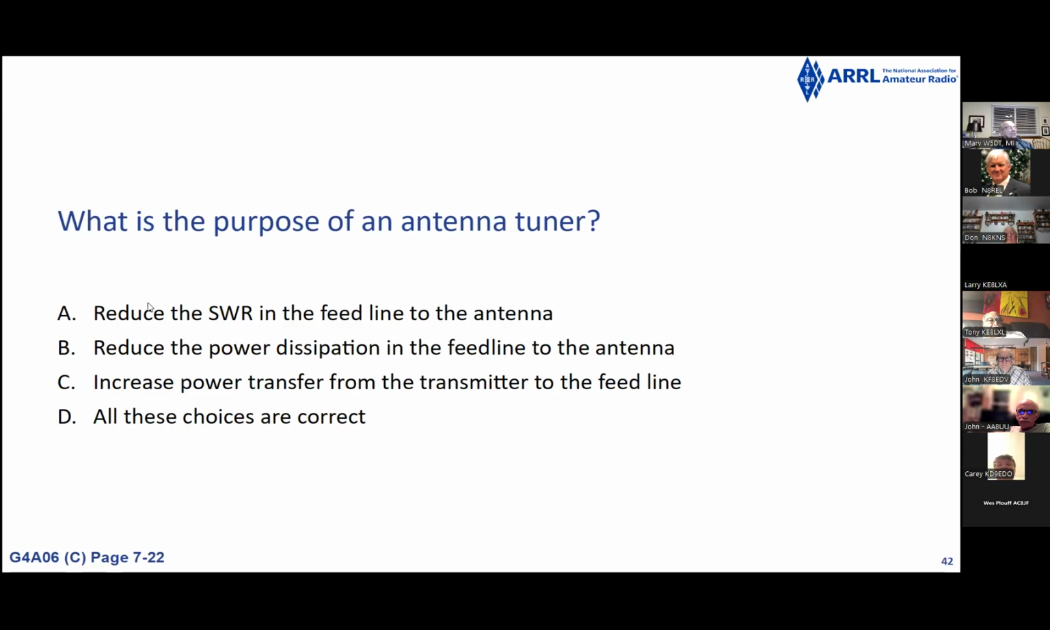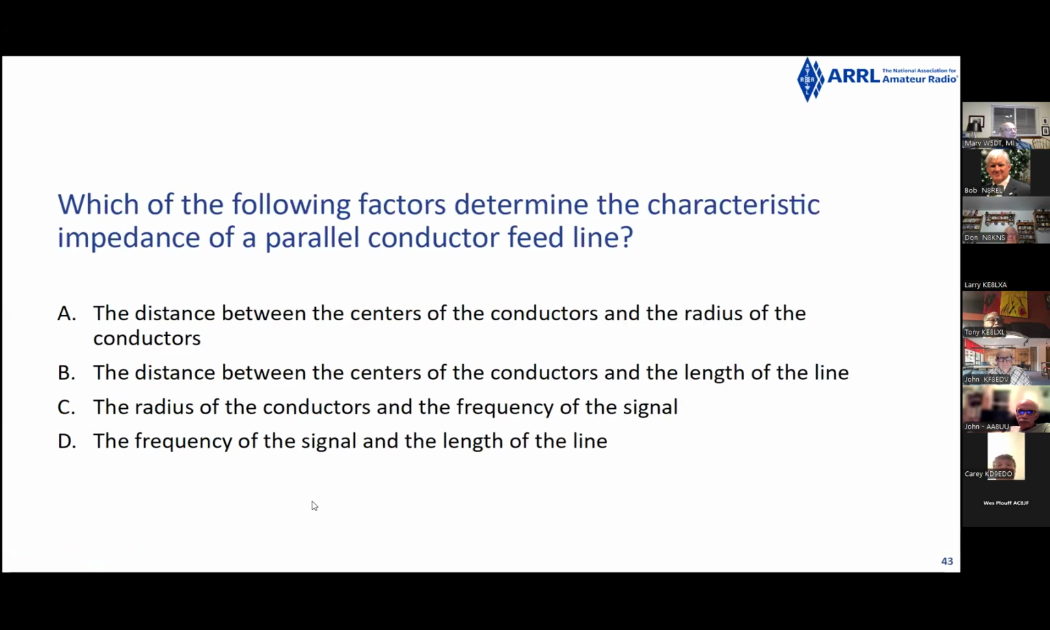See, the trouble with this is this is wrong. See, the SWR in the feed line never changes. That's what makes D wrong. D is wrong because A is wrong. The answer is increases power transfer from the transmitter to the feed line.